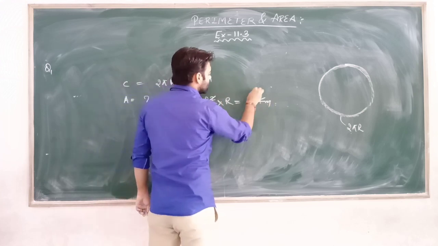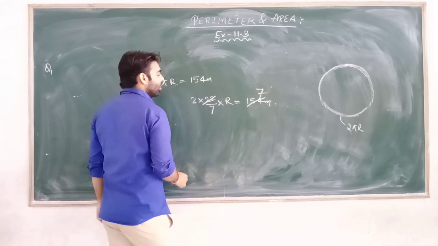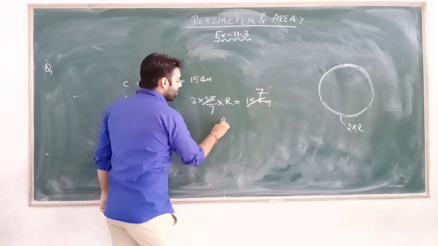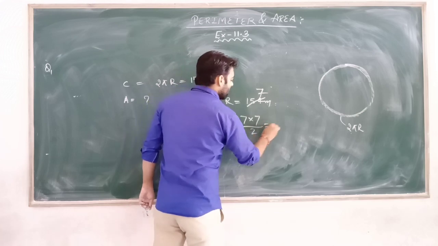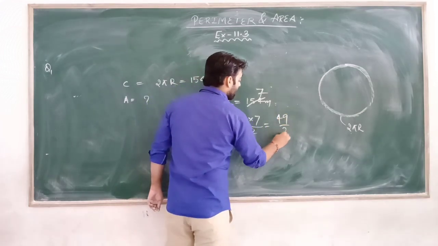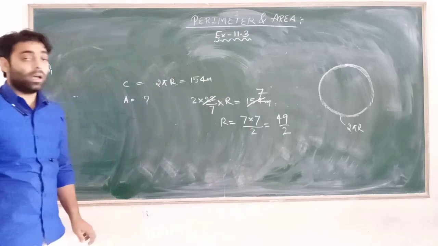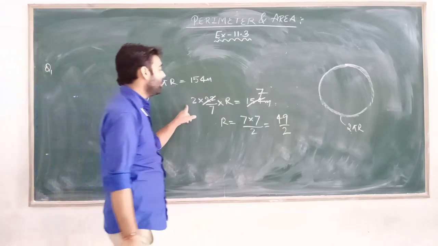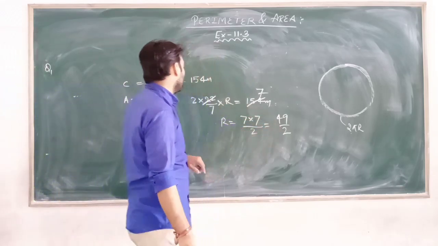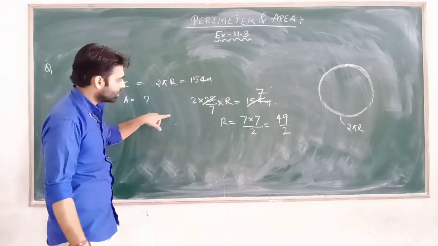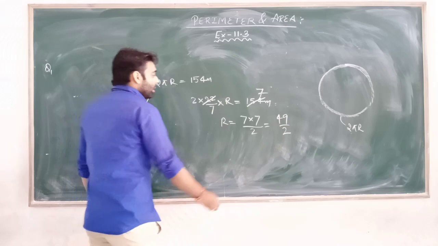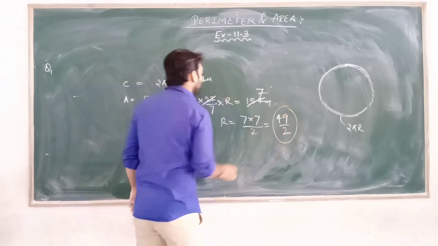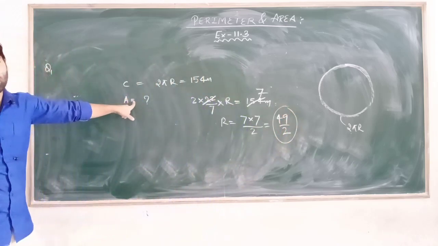22 into 7 times, it will be cancelled. And r will be equal to 7 into 7 upon 2, that is equal to 49 upon 2. The value of r will be 49 upon 2. This is the value of r, and we have to find the area of the circle.